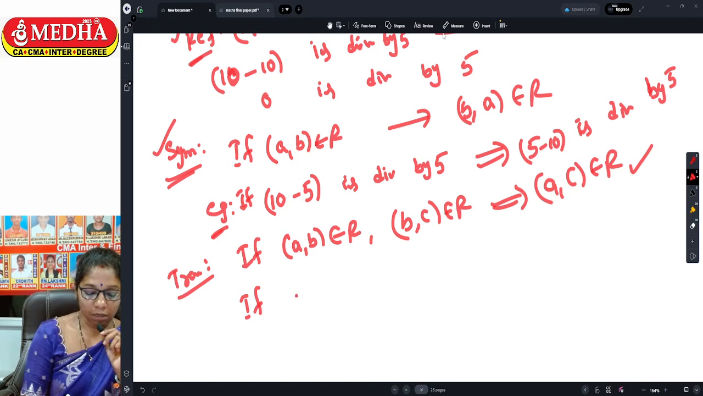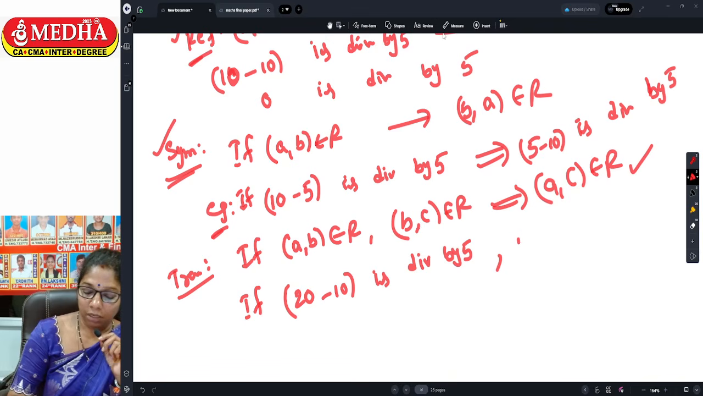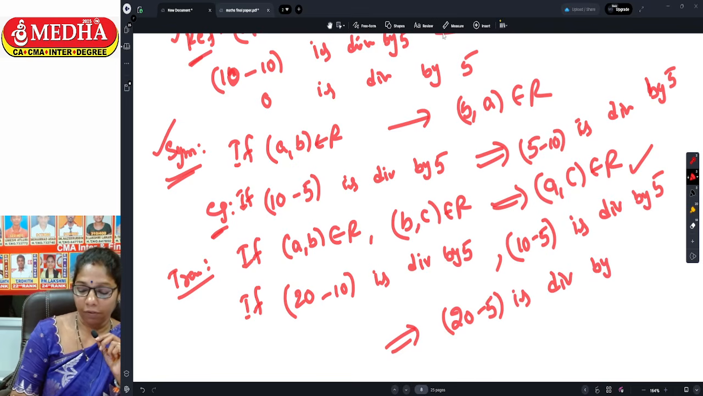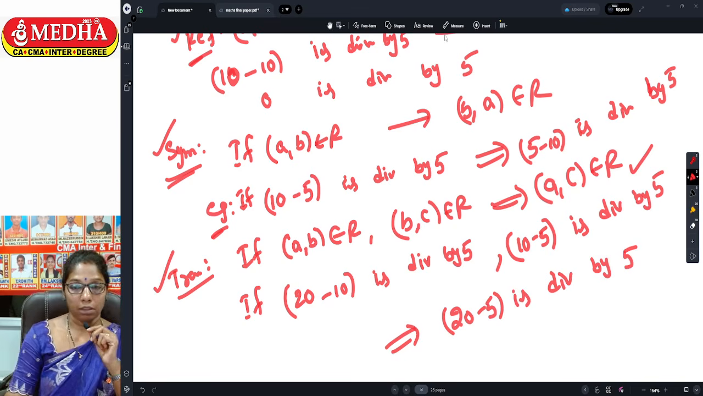So for example 20 minus 10 is divisible by 5. And next 10 minus 5 is divisible by 5. Then 20 minus 5 is divisible by 5. So transitive also exists అయింది. 20 minus 5 is 15. 15 is divisible by 5. a comma b, b comma c exist అయింది. Then a comma c is divisible by 5 అని అర్థమైంది.